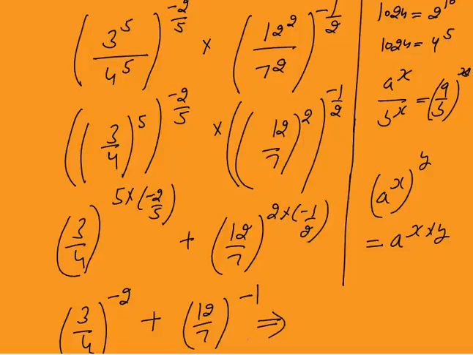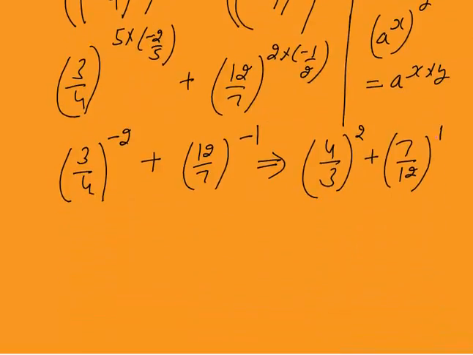Now again this can be solved like this. This becomes (4 by 3) power 2 plus (7 by 12) power 1. The logic behind this is that (a by b) power x, I explained in the basics, is equal to (b by a) power minus x. When we change the sign of the power x to minus x, the fraction becomes reciprocal. So (3 by 4) power minus 2 is the same as (4 by 3) power 2, and (12 by 7) power minus 1 is the same as (7 by 12) power 1.